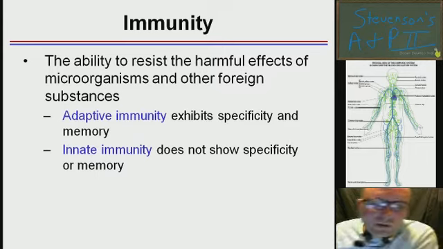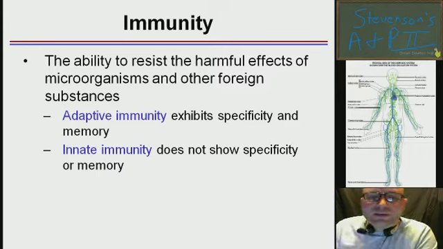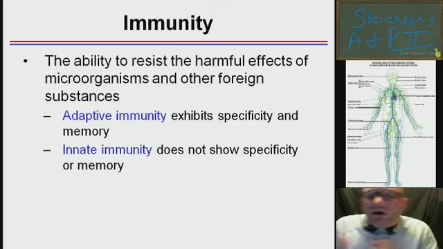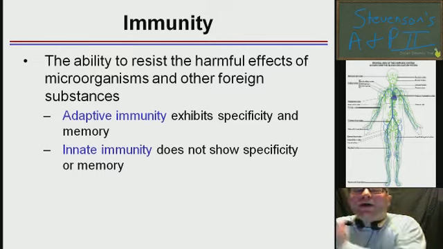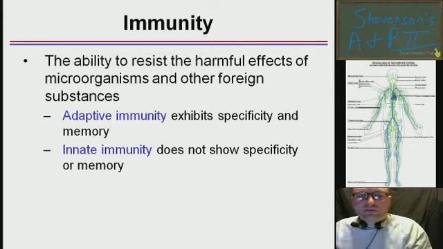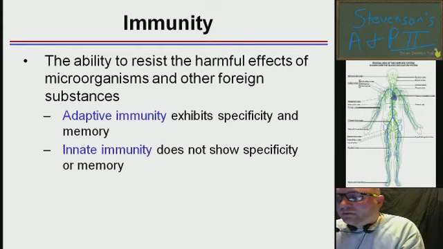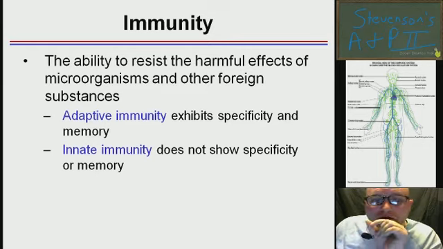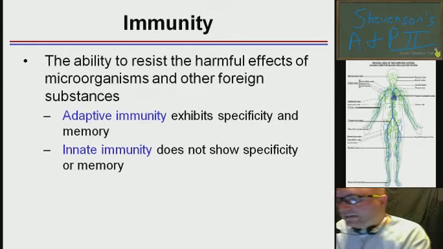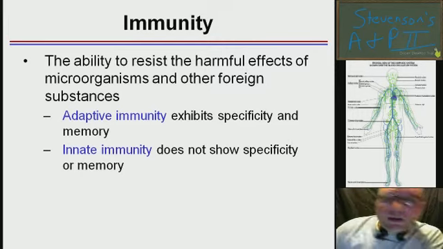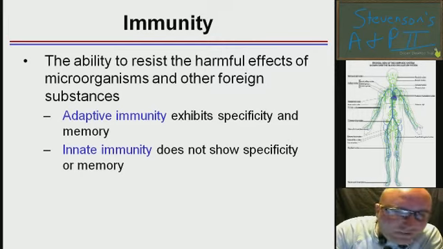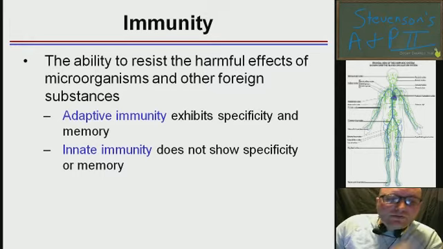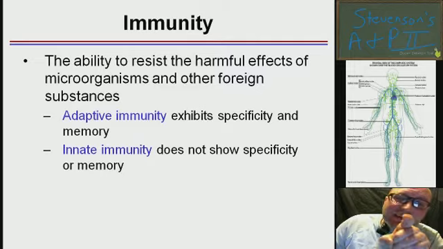Okay, adaptive immunity exhibits specificity. Okay, it is very specific. It does not span a broad region. It will attack individual antigens that present themselves. Okay, and it also provides a memory. However, innate immunity does not show specificity or memory. Adaptive is very specific. Innate, not specific at all. Adaptive will show memory, and it is specific.